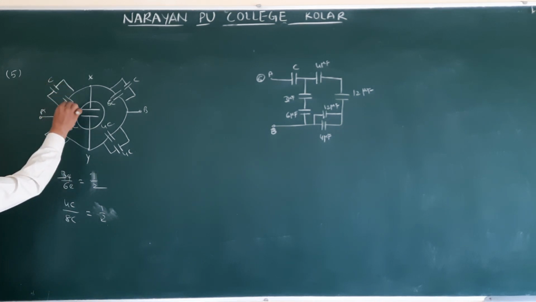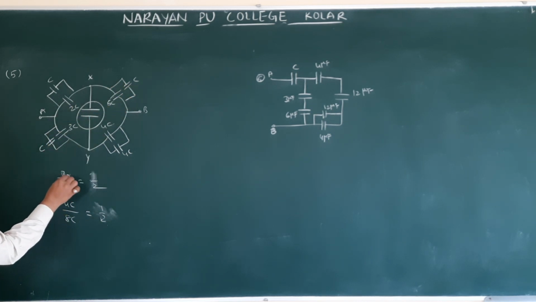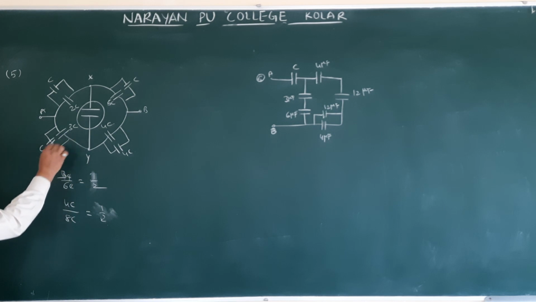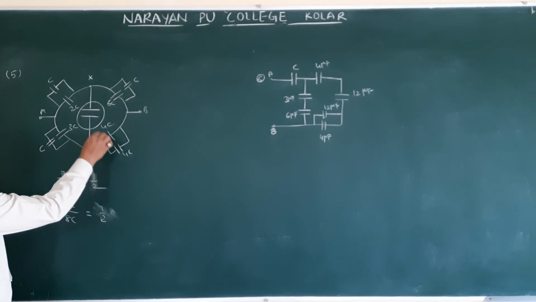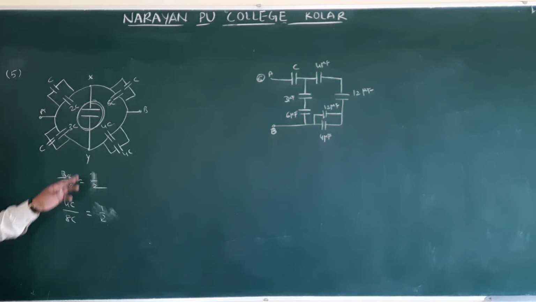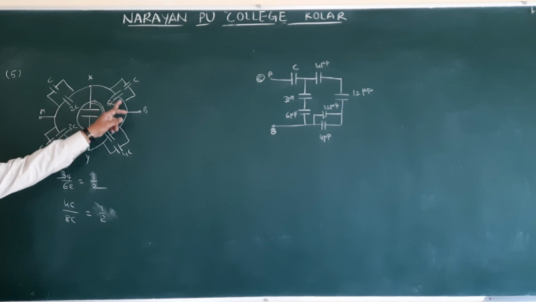Okay, so 2C, 3C, 5C, C, 6C. Therefore 3C by 6C, 1 by 2. This is 4C by 8C. This is also 1 by 2. Therefore the bridge is said to be balanced. Therefore we remove this one. If you remove this one between A and B, how are these two connected? So these two are connected in series.